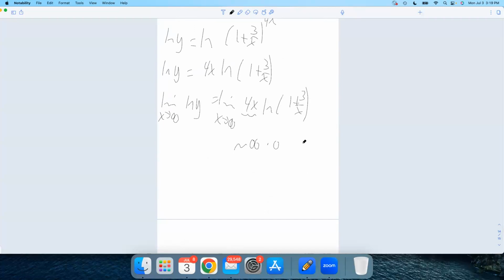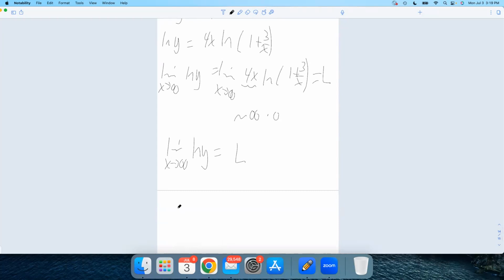Now I've got infinity times 0. Every time you have infinity times 0, you've got to write it as a fraction. Or you take one of your guys and write it as 1 over that. So this thing here, I'm just going to call L, because I'm tired of writing all this. I'm going to assume this limit exists and call it L.